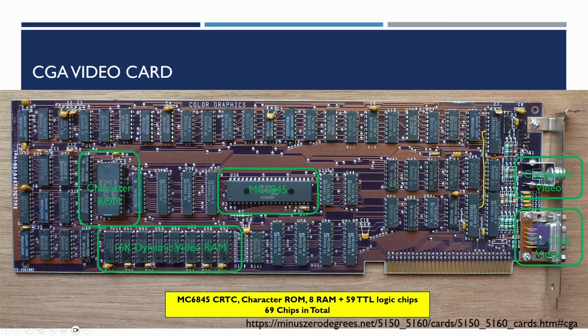I need to say CGA monitors are quite rare these days and I don't have one, so what we're going to be doing here is trying to get a card that is CGA compatible from a software point of view, but with VGA output. And you can see down here that in addition to the CRTC, the character ROM and the 8 RAM chips, we've also got 59 TTL logic chips. So this is a full-length card. Later on you would have found that a lot of video cards would have been half-length cards, perhaps only taking up half the width.